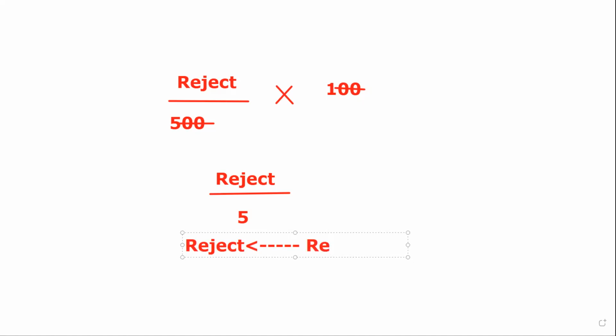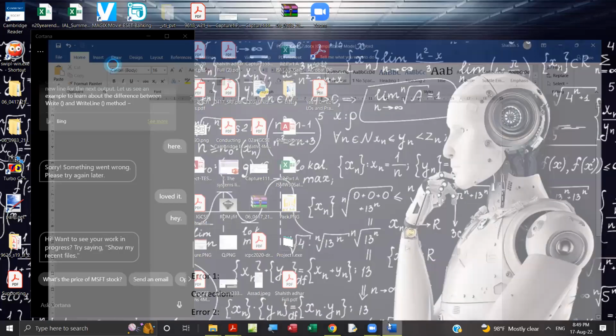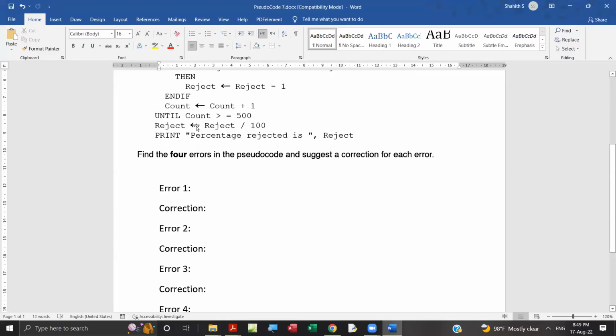Reject, then divided by 5. So this is our statement. Here reject is assigned to reject divided by 5. Then we need to print that reject.